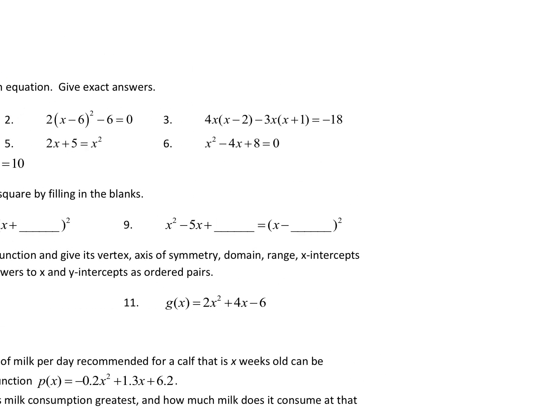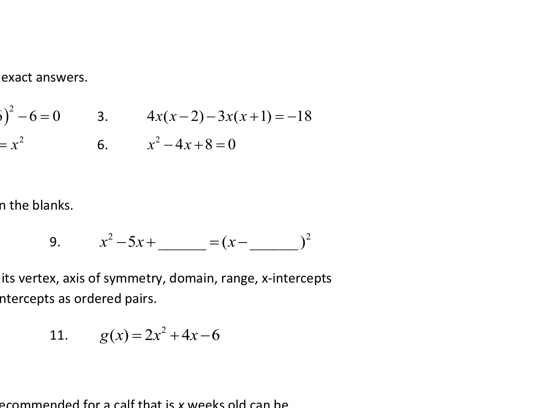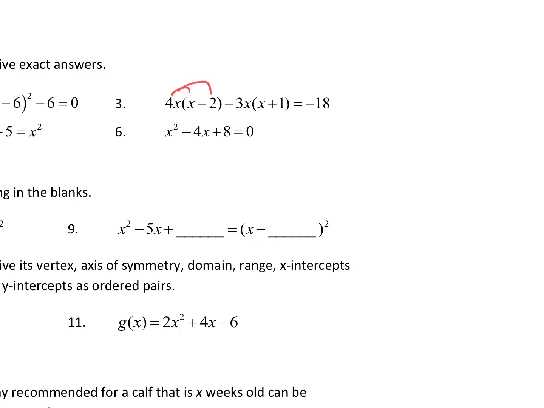All right, number 3 here. Got a lot going on here. So we've got 3x times x minus 2 minus 3x times x plus 1. Well, here we probably want to go ahead and simplify this. So let's go ahead and distribute this stuff out. Okay. And we're going to get 4x squared minus 8x. Now we're going to distribute this negative 3x. So we'll get negative 3x squared minus 3x equals negative 18.